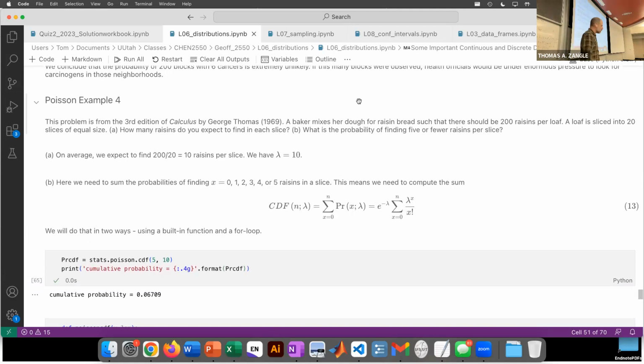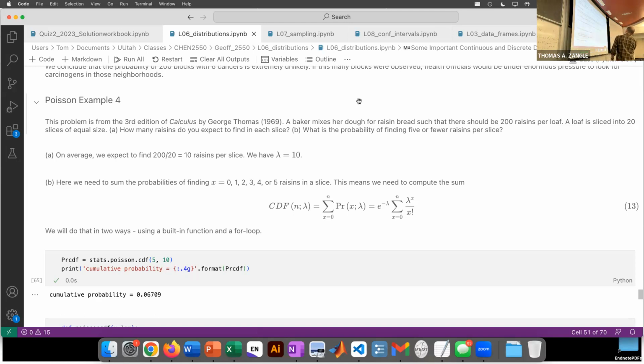All right, so one more example would be to look at an example of how many raisins we're going to expect to find within a slice of a loaf of bread. The idea is that a baker is mixing dough for raisin bread such that there should be 200 raisins per loaf. So that's the average number of raisins that we'd expect to see per loaf.